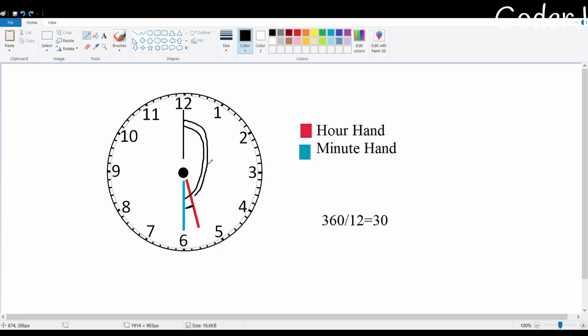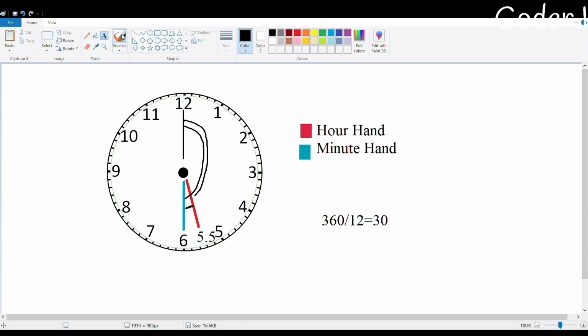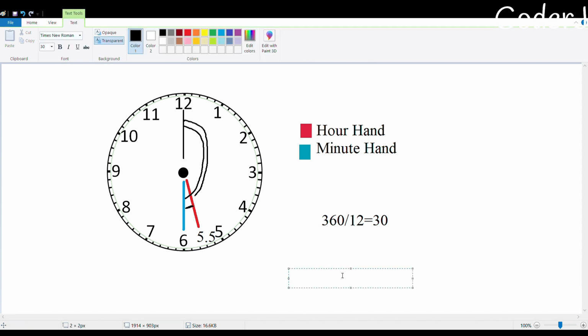It proves our theory. Now what we need to do is find where exactly my value is with regard to the hour hand. This is exactly at 6. What about this? This is at 5.5. My hour hand is right now at 5.5. So now I need to calculate: 5.5 times 30 will give me what? It will give me the degrees that the hour hand is making from the origin. Let me just calculate how much it will be.